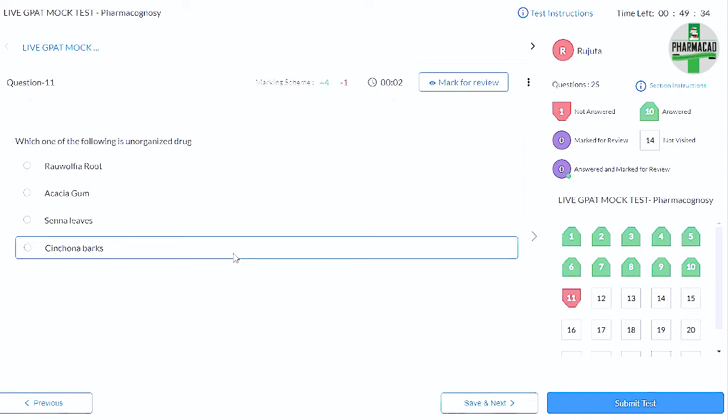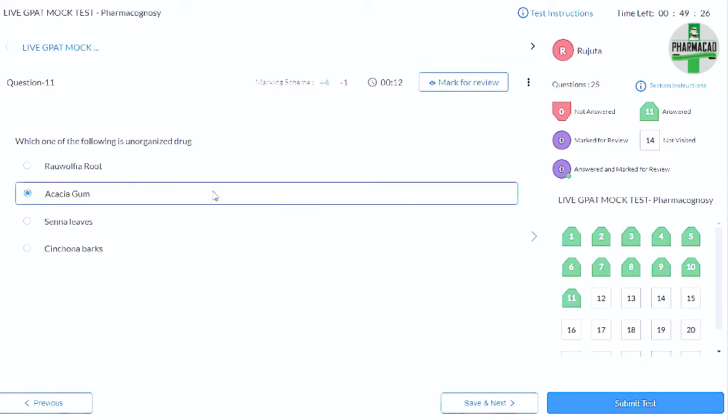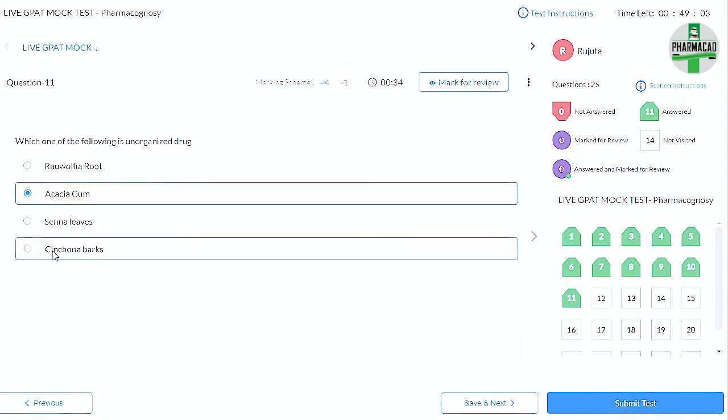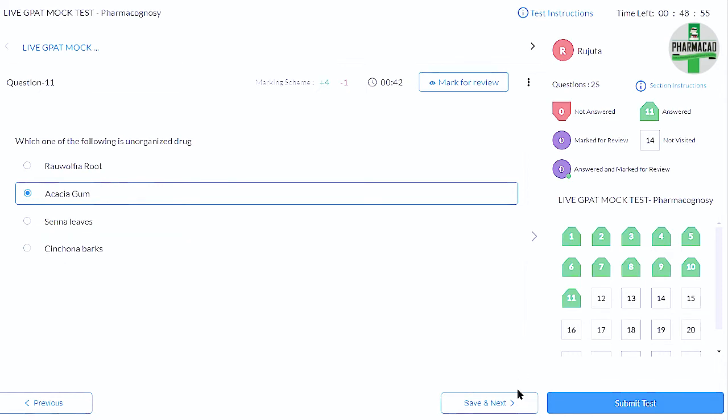Which one of the following is an unorganized drug? This is again a very easy question. Acacia gum. This is easy because you are being given which part of the plant. If you are not given which part of the plant, then you have to think. Say I remove the rest, leaving Rauwolfia, Acacia, Senna, Cinchona, then you need to think. But this was very easy because organized drugs have the parts of the plant, so Acacia is the direct answer.